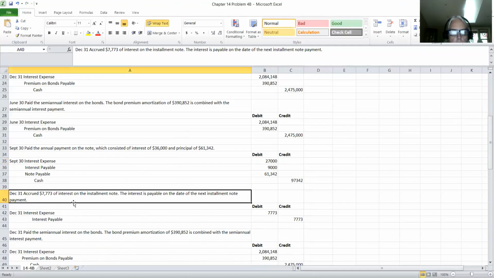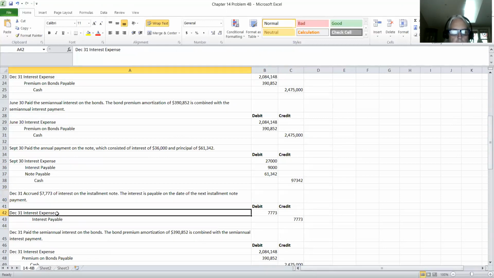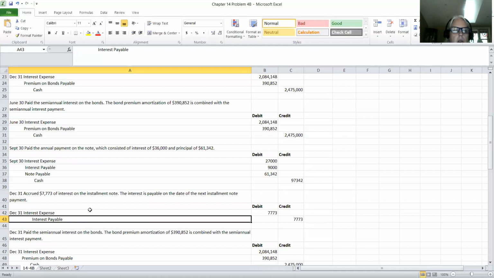On the next December 31st, we have accrued $7,773 of interest on the installment note. Our accruals are adjusting entries that we make at the end of the period where we are debiting our interest expense for the amount of $7,773. We will credit our interest payable because we owe that interest, but we're not actually going to make an interest payment until it's time to make an interest payment, which is on June 30th of the next year. So this is just an accrual at the end of the year.